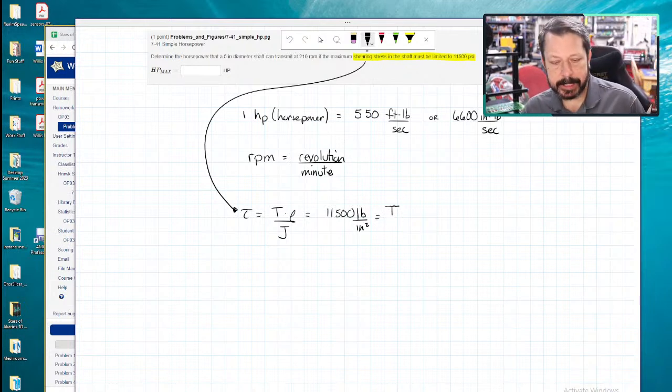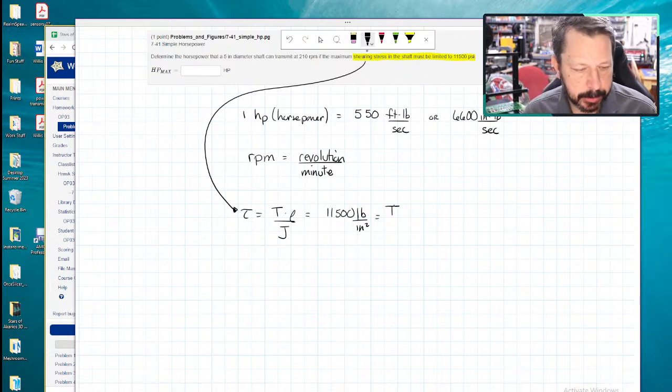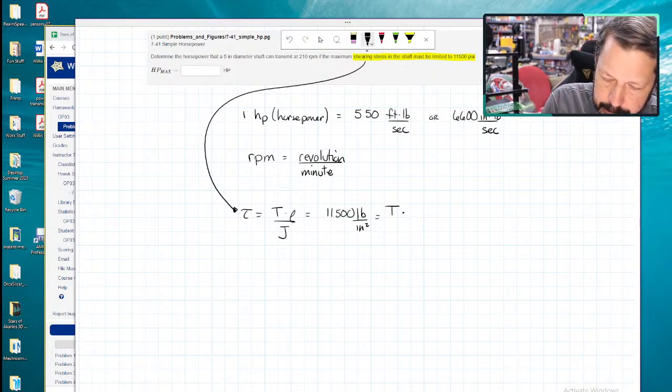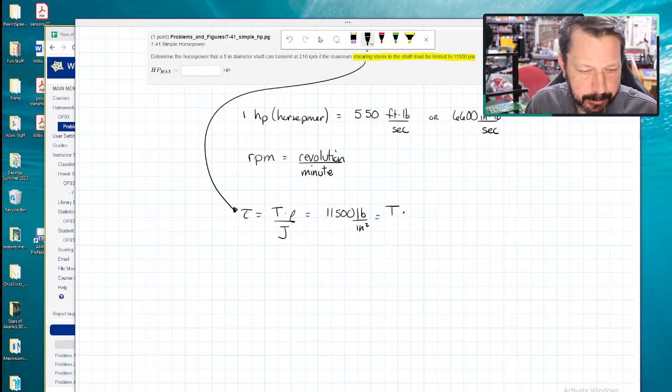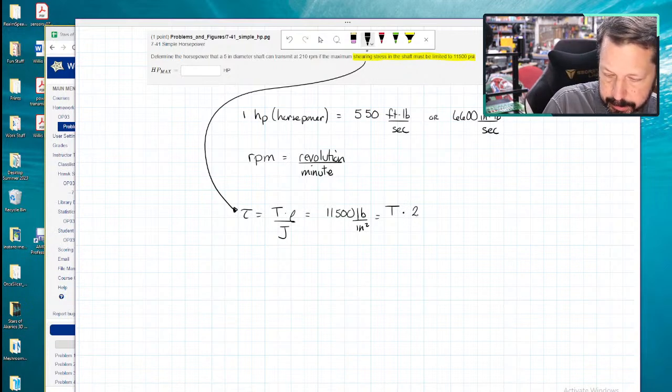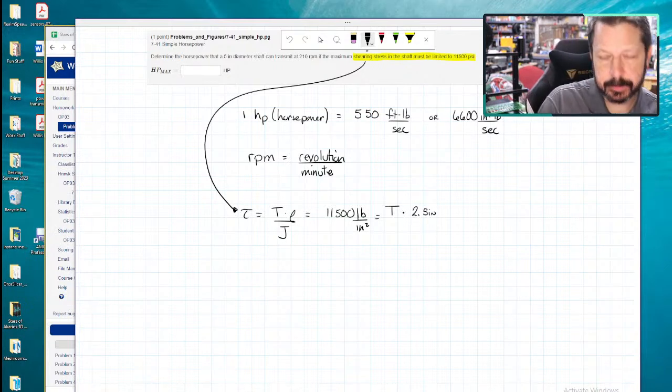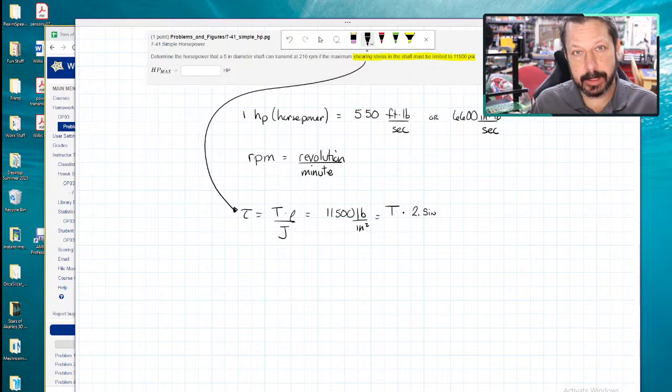Now, we don't know T. In fact, that's what it wants to know. It wants to know horsepower, so we don't know T yet. Rho, since this is the maximum worst case scenario, the maximum worst case shear stress is on the surface, and it does say that we have a 5-inch diameter, so that means rho is 2.5 inches because it's a radius. Rho is a radius, not a diameter.